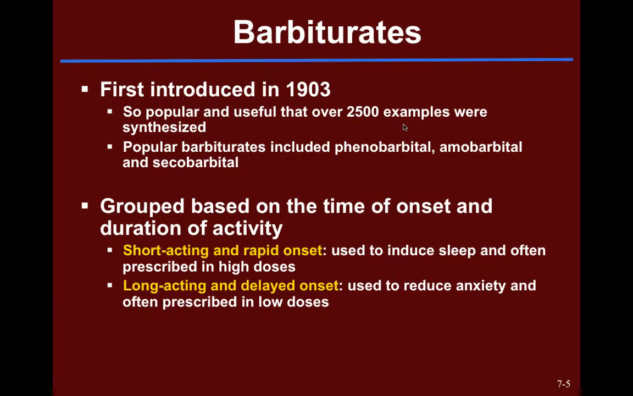And then at the beginning of the 20th century, we saw the advent of barbiturates. These were first introduced in 1903, and they were very, very popular and useful. We actually saw over 2,500 examples synthesized, different kinds of barbiturates for different uses. Some popular ones, if you're familiar with the names, include phenobarbital and secobarbital. The way that we group this class of drugs depends on the time of onset, or the amount of time that it takes to start feeling the effects, and then duration of activity, or how long they last.